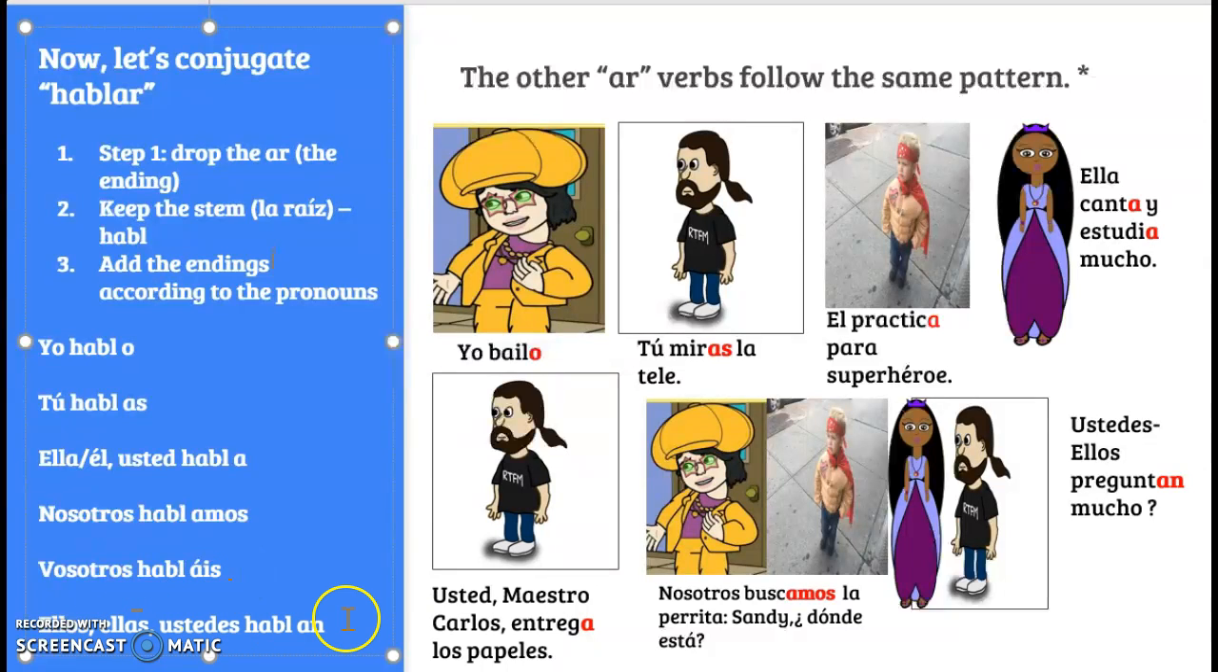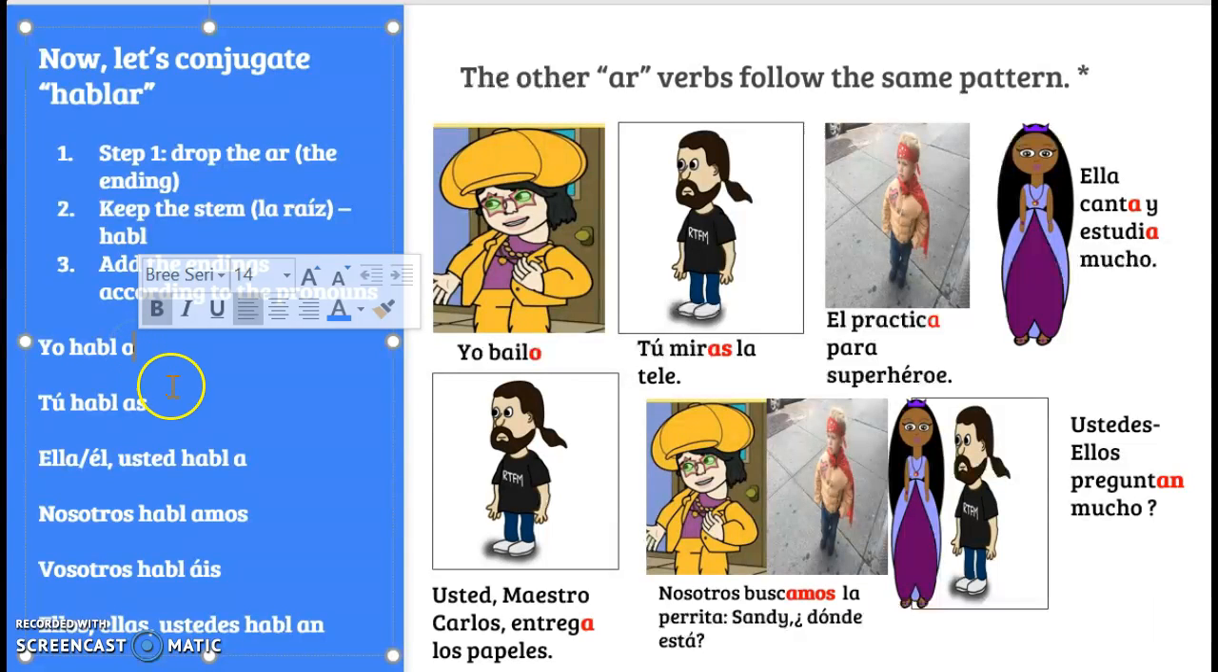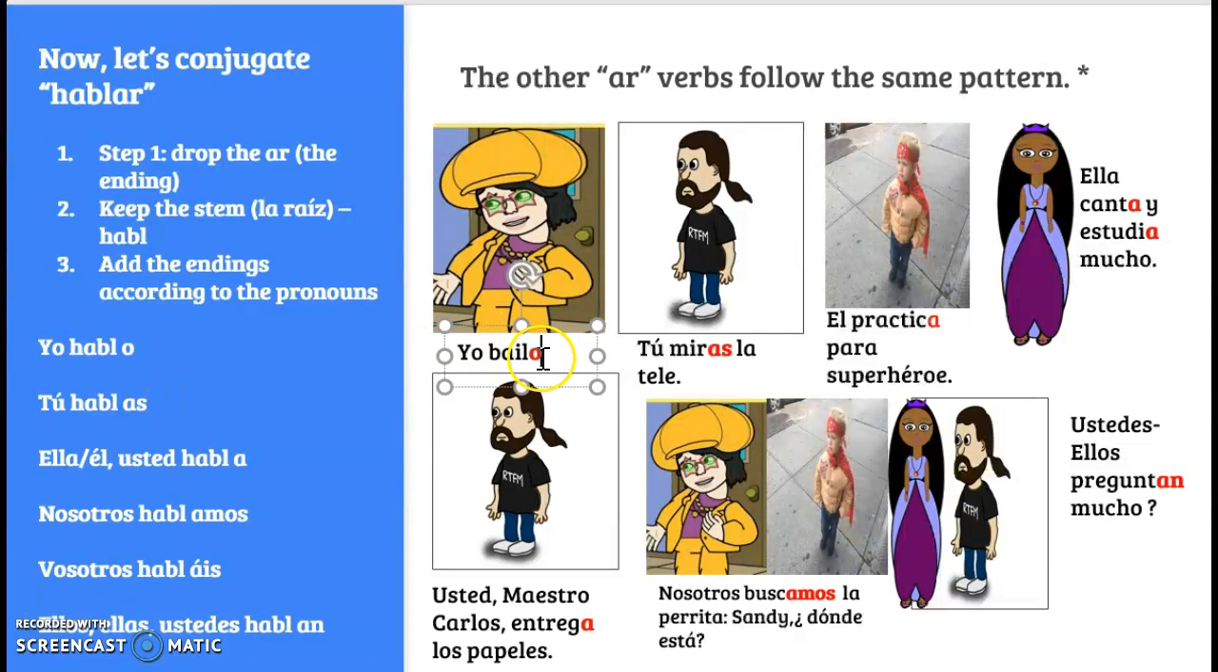Ellos, ellas, ustedes hablan. So notice here that you keep the root, H-A-B-L, on all of the pronouns, and then you just add the different endings, okay? And that's going to be a pattern that you're going to follow for all the verbs you're learning in this lesson. So for example, bailar, to dance, you're going to follow the same thing. You're going to drop the AR and you're going to add the O.